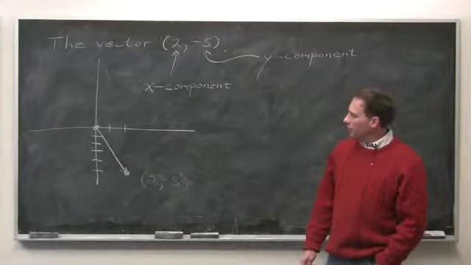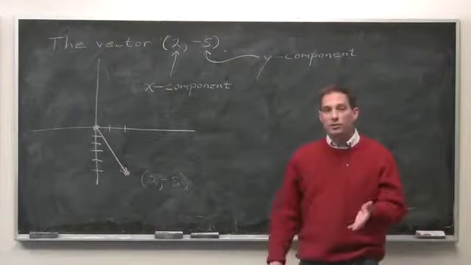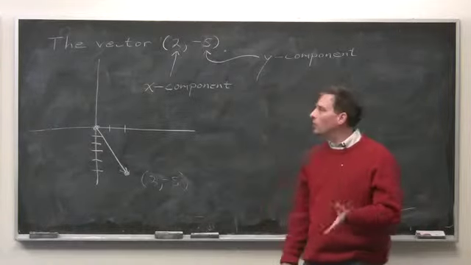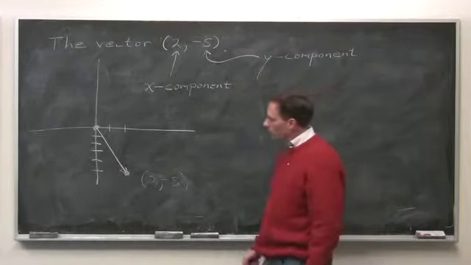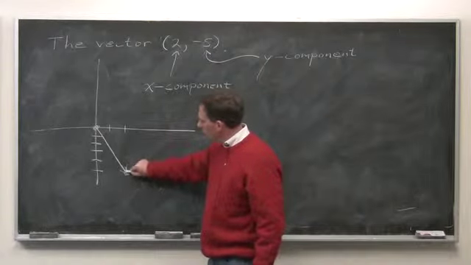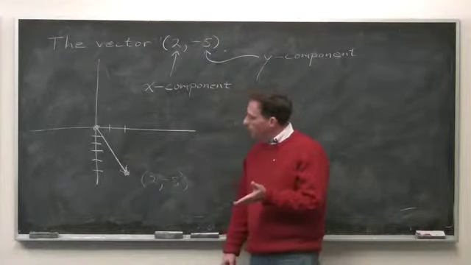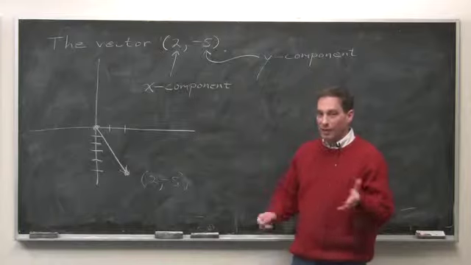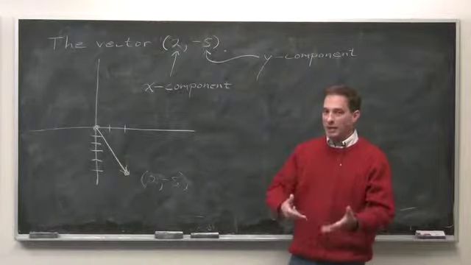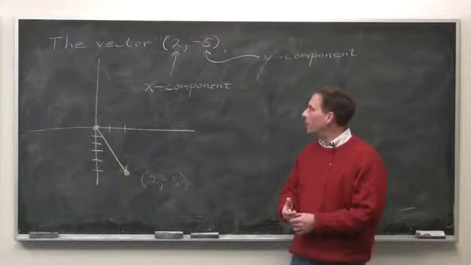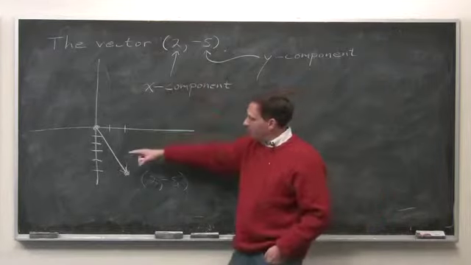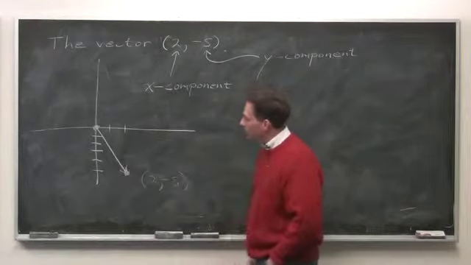The magnitude of the vector. So we said a vector is something with magnitude and direction. What's the magnitude of the vector? Well, I said that we represent vectors by arrows whose length is equal to the magnitude of the quantity you're talking about. So it's the length of this arrow. That's the magnitude of the vector.